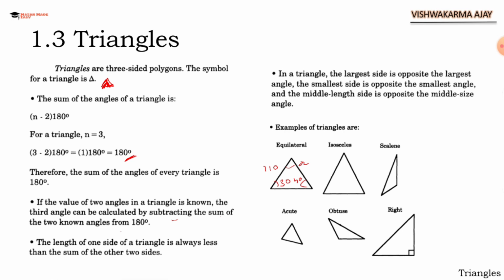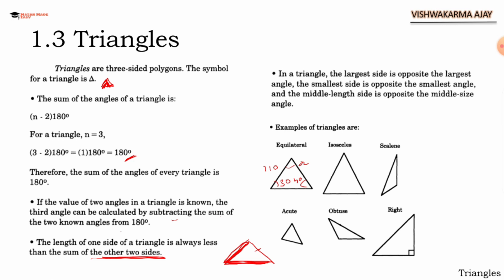The length of one side of a triangle is always less than the sum of the other two sides. Very good point. In a triangle, when you add any two sides, the sum is always going to be bigger than the other side. Whichever two sides you add, you will find the sum is bigger than the remaining side.